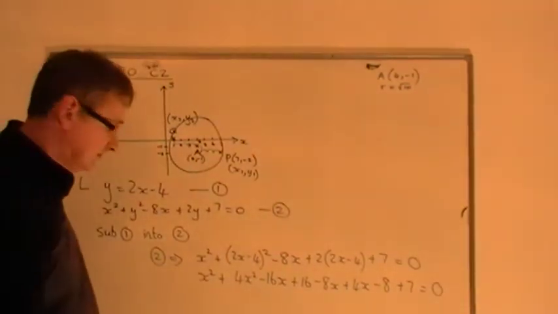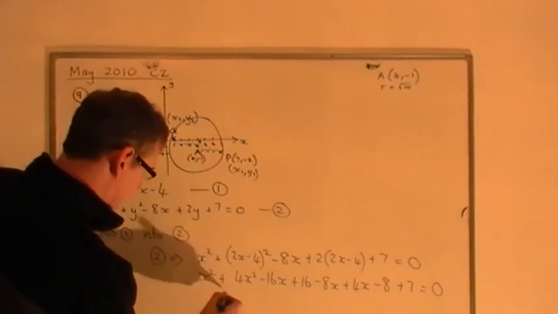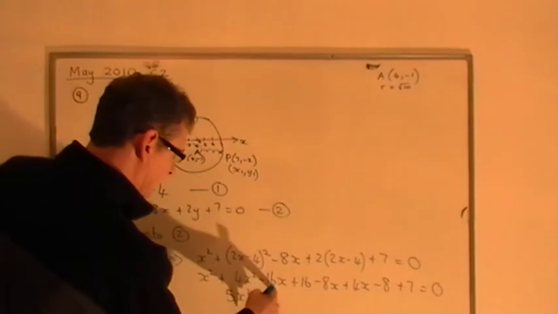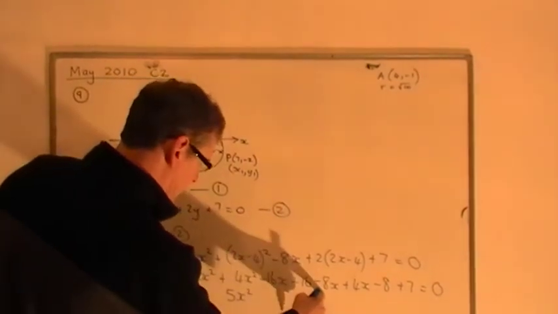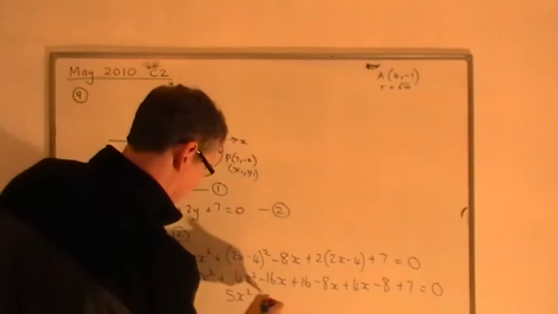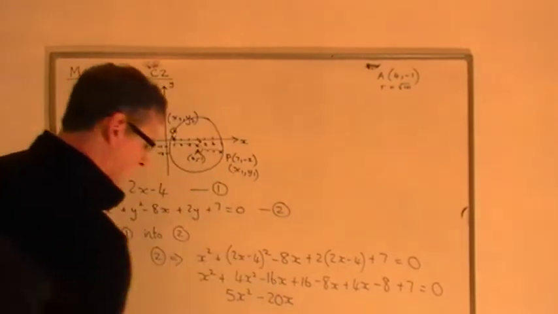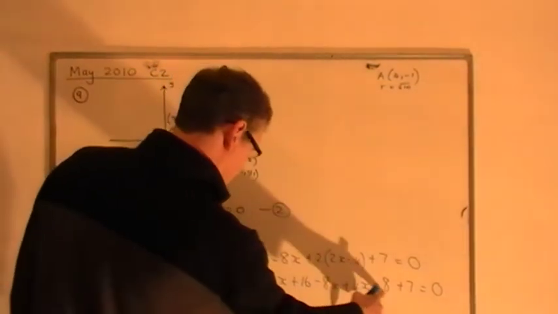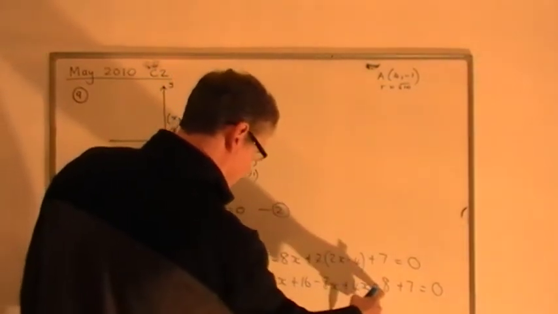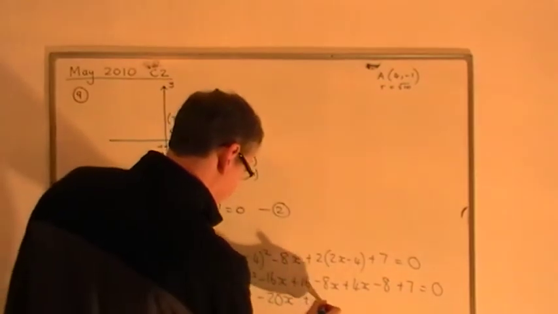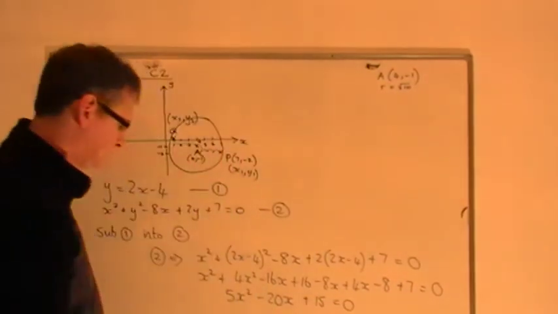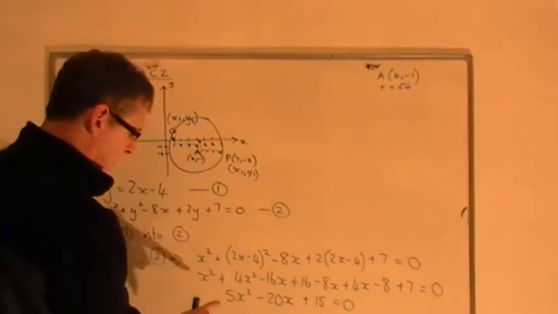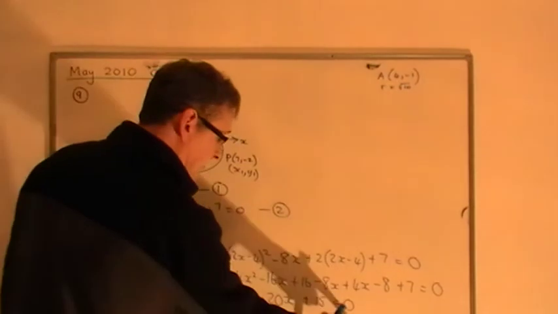Just tidy up now. So we're going to get x squared plus 4x squared, that's 5x squared. Minus 16x, minus 8x, that's minus 24x. Plus 4x, that's minus 20x. Numbers: 16 minus 8, that's 8, plus 7, that's plus 15, equals 0. I'm not sure if you can see down the bottom here, so I'm going to go up here to finish it off. Quadratic equation, equals 0, fine.